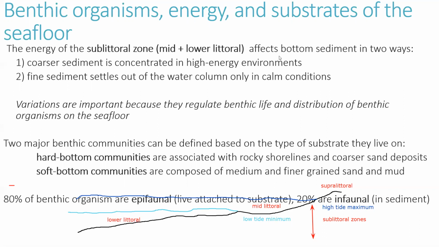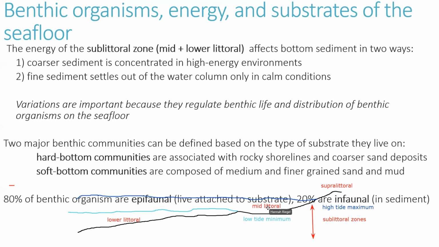And the energy of those zones is going to affect the type of bottom sediment that settles there. So coarser sediment, you learn this in the materials of the seafloor lab. Coarser sediment is concentrated in a high energy environment. So especially in this mid-littoral zone where there's constant wave action, it's never calm, right? That's going to be an environment where there's coarser sediment, coarser sands, and gravel. And then in the lower littoral zones, we're going to start to get into calm conditions below the wave action. And so finer sediment is going to be able to settle out of the water column.